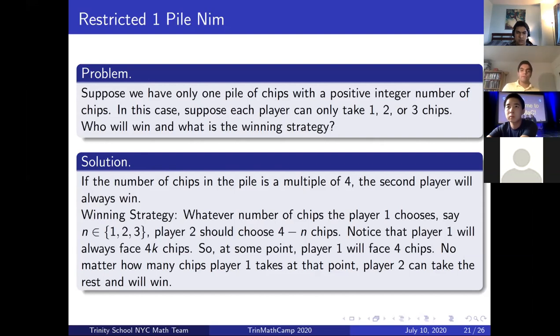If you don't know about mods, don't worry. The idea is if you're dealing with 4k chips, if the number of chips in the pile is a multiple of 4, the second player wins. In any other case, player 1 wins, because they'll just take enough chips so that the number of chips in the pile that player 2 has to face on their first turn is a multiple of 4.